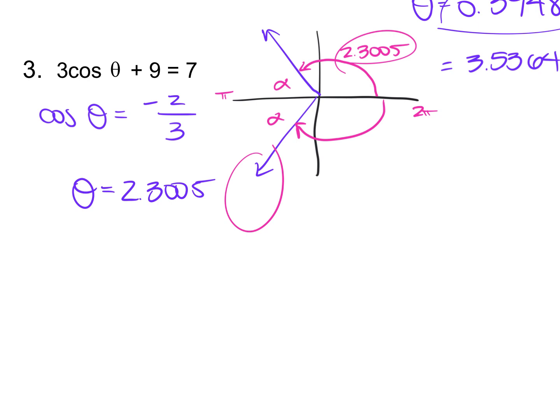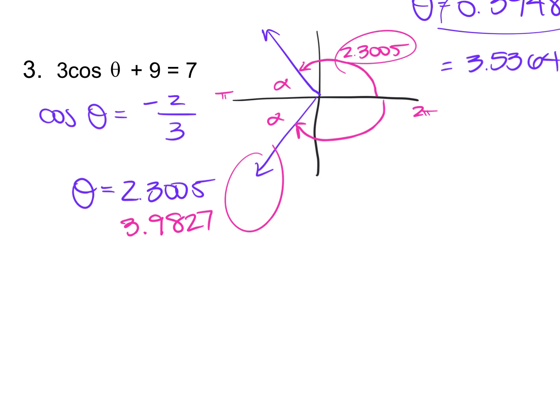This is why I draw the pictures, because then I don't have to think about forwards, backwards in my head. I can just see, oh, look, that distance is the same forwards as it is backwards from 2 pi. So I say to myself, 2 pi minus that answer gives me my second answer of 3.9827. Okay?